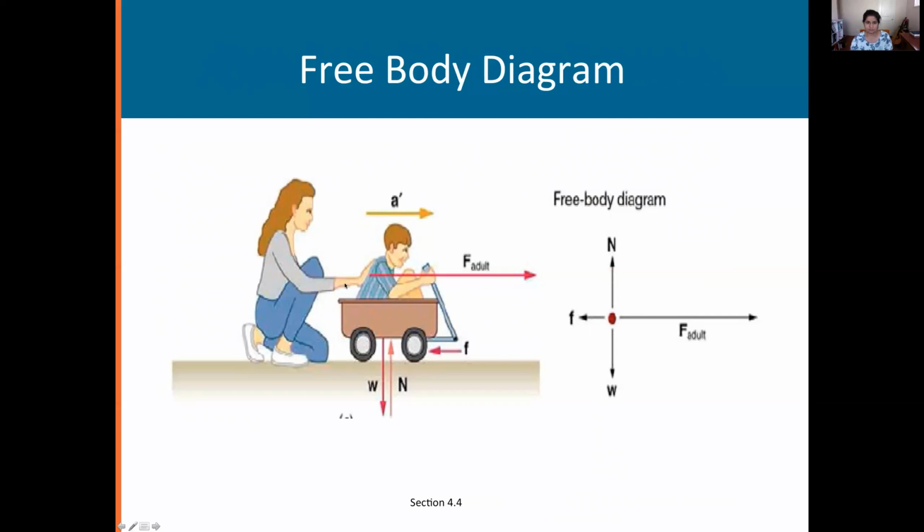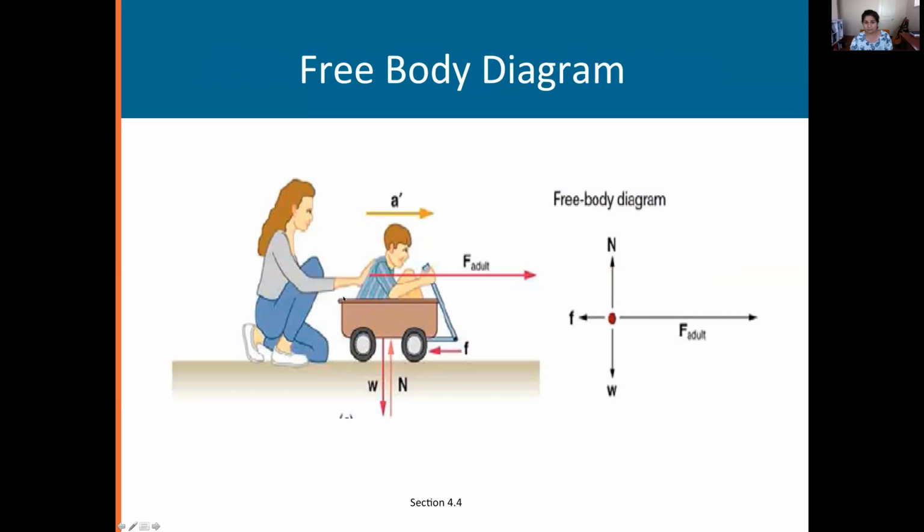The adult is pushing. There may be some friction from the ground, which is always going to be opposite to the direction of motion. So if she's pushing to the right, the friction is going to be to the left. Typically, we're going to draw friction with a lowercase f, that's convention. So it's in the opposite direction of motion.